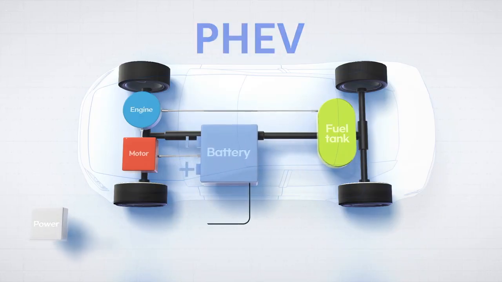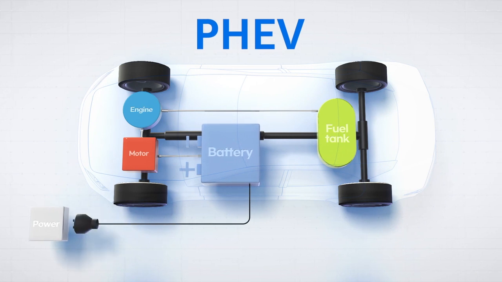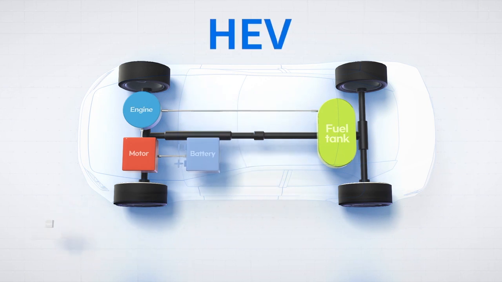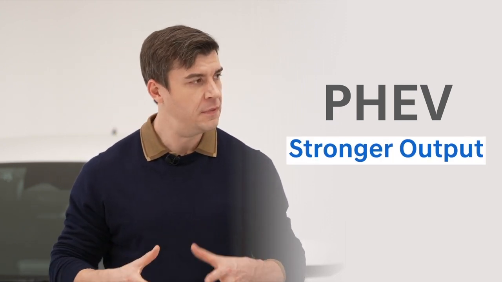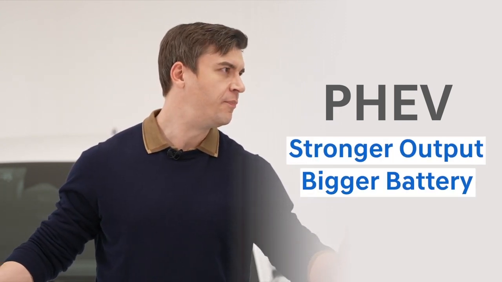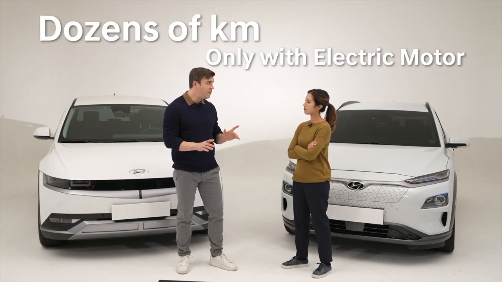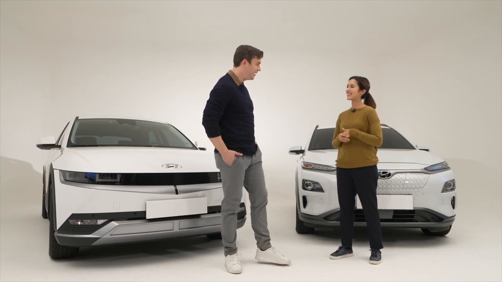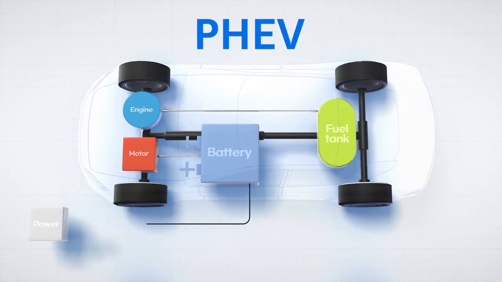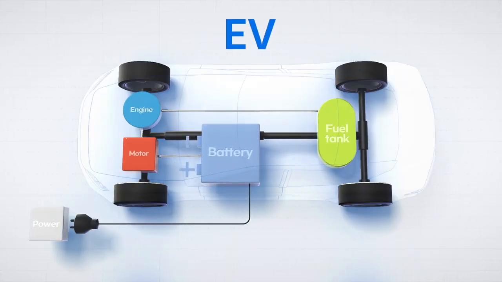PHEVs are designed to run exclusively on an electric motor for a long range, compared to HEVs. That means the PHEVs require a stronger output from the electric motor, and so bigger batteries. That allows them to drive only with that electric motor for dozens of kilometers. So then I suppose that PHEVs require higher voltage than HEVs. Correct. Also, EVs use higher voltage than PHEVs.